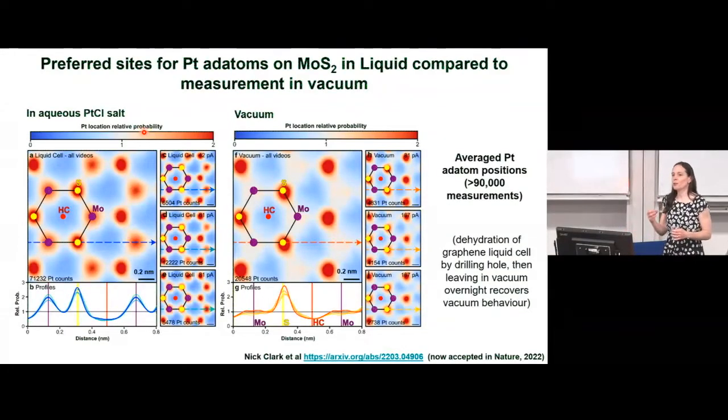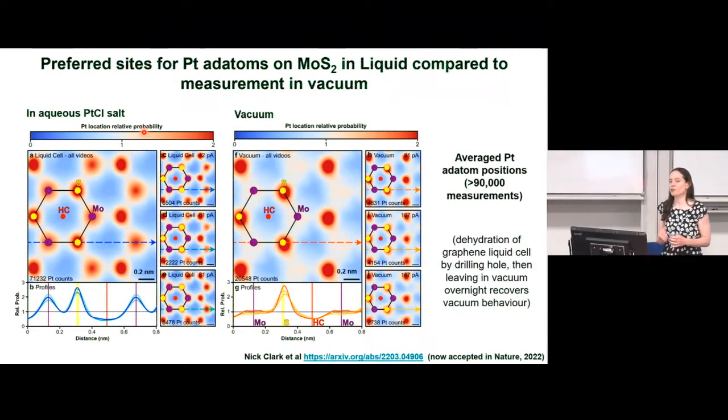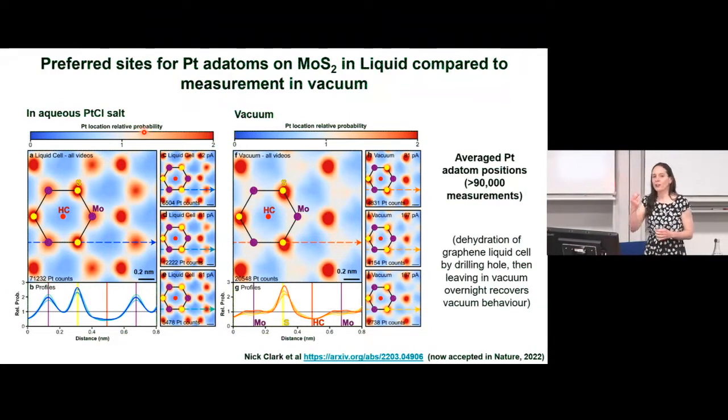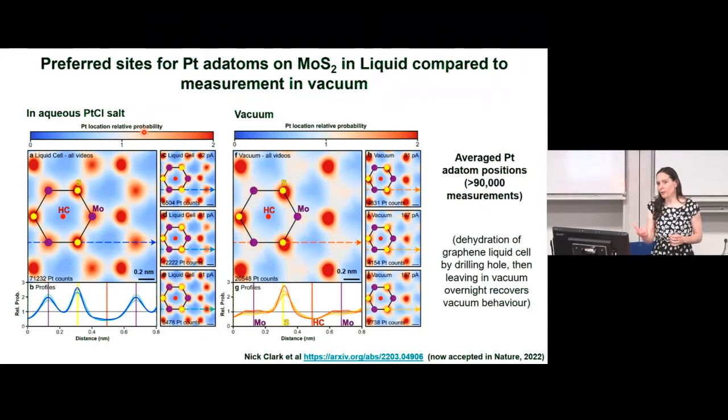And that's because in the vacuum environment, the vacuum creates sulfur vacancies together with the electron beam, and just one image is enough to create sulfur vacancies. Those sulfur vacancies stick the platinum into the surface, and you end up seeing platinum jumping from sulfur vacancy to sulfur vacancy and not really seeing what you would get when you don't have those sulfur vacancies. The presence of the liquid compensates for those sulfur vacancies, and now you can see the platinum sitting both above the molybdenum and above the sulfur locations and hopping between the sites.